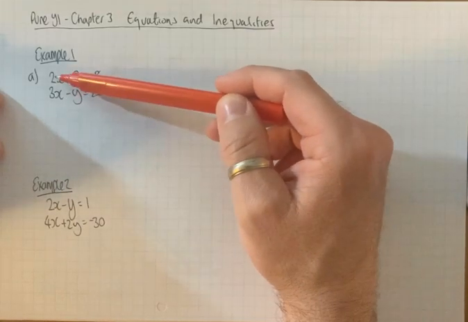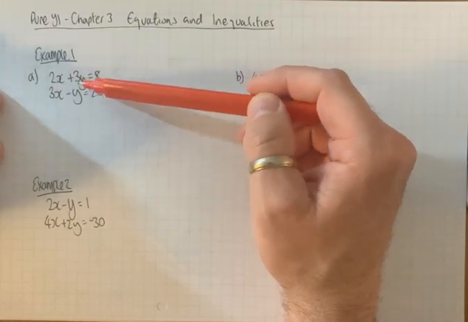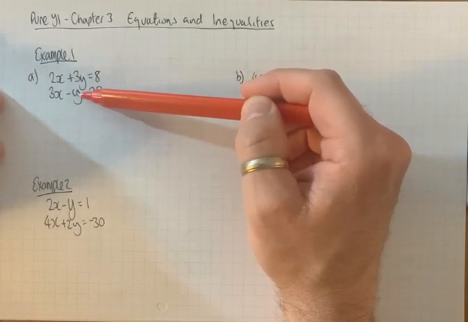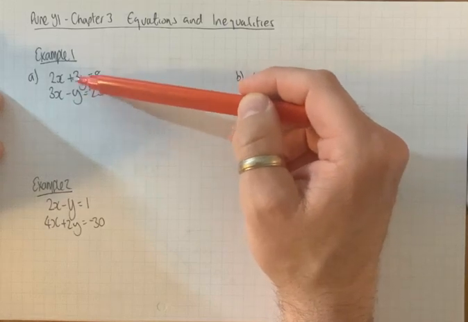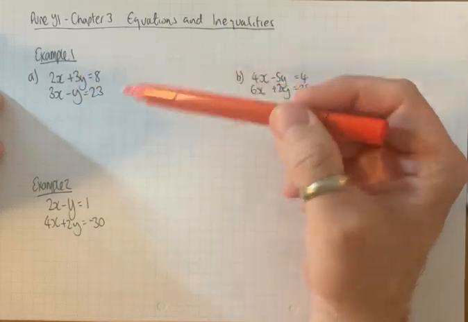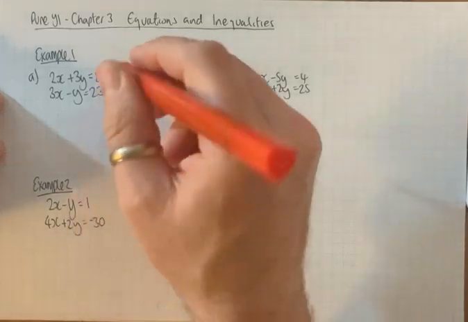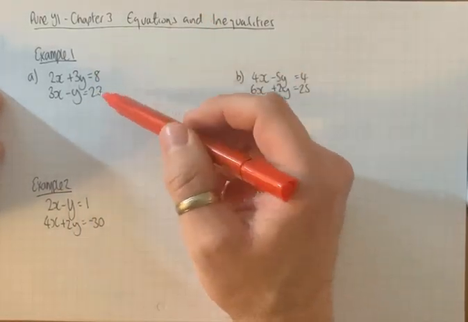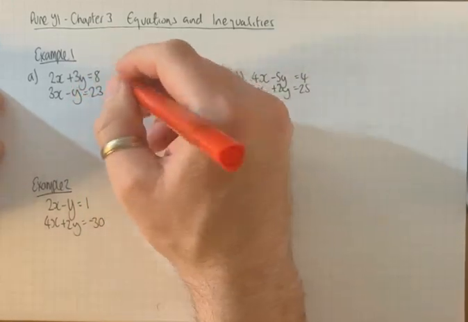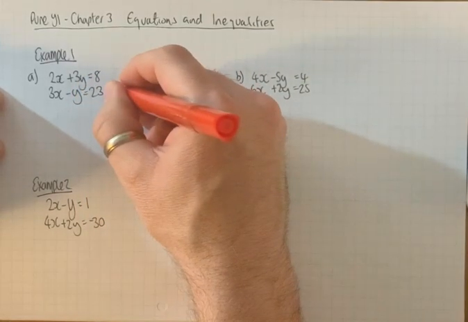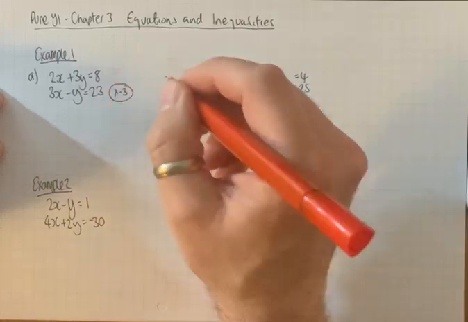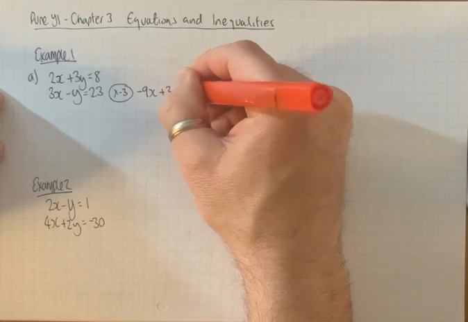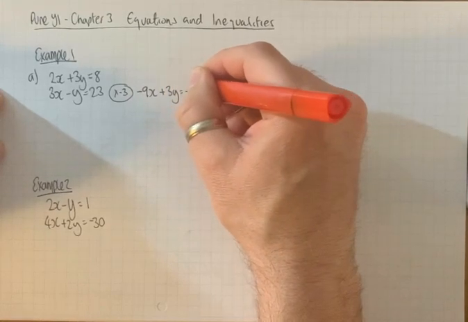Most of the time at GCSE you're taught to make the coefficients of x the same. But in this situation, we're better off making the y's the same because we only need to multiply this second equation by 3, and then you'll have 3y in both of the equations. In fact, what I'm tempted to do here is multiply it by minus 3. So then I've got plus 3y on both top and bottom. If I multiply it by minus 3, I'm going to get minus 9x plus 3y equals minus 69.